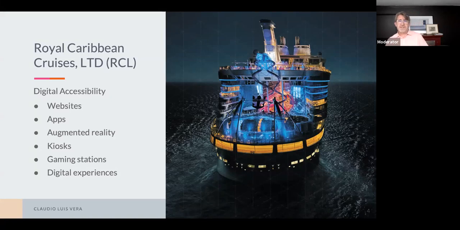So Joel may have mentioned that I work with Royal Caribbean. I'm the digital accessibility lead person in Royal Caribbean. So all of the digital apps, all the websites, all the different guest experiences that are digital essentially have to go at some point or another under accessibility review. So it's a pretty large, vast company, and I do my best to keep up with all the different sorts of digital content that we create.